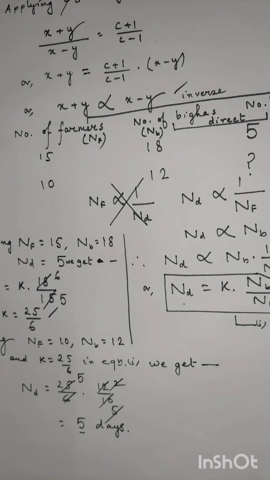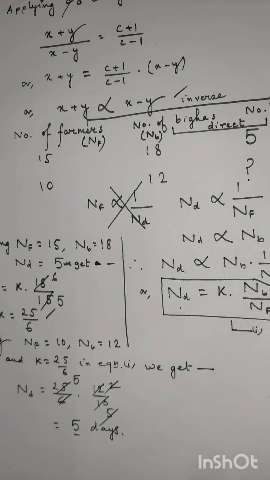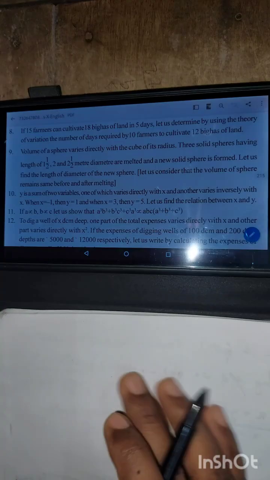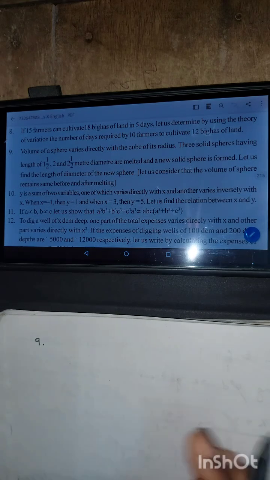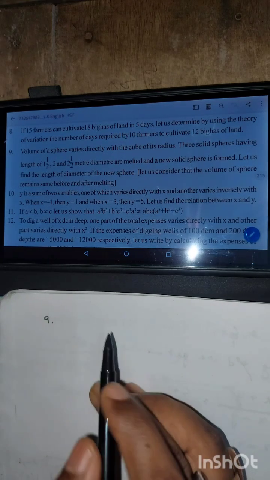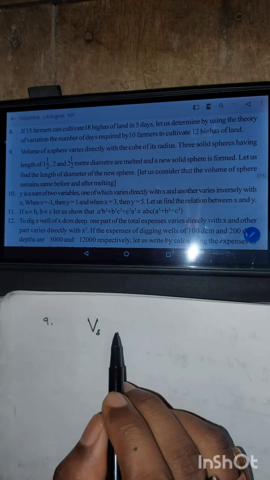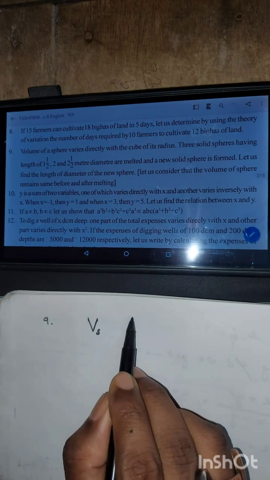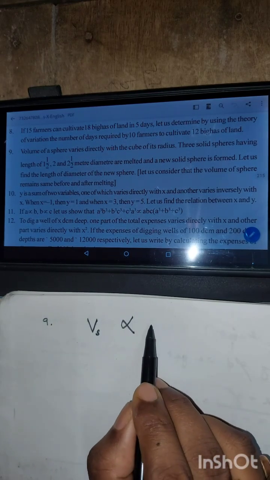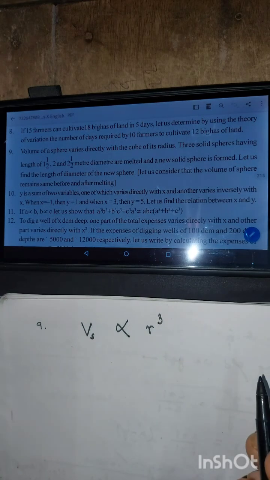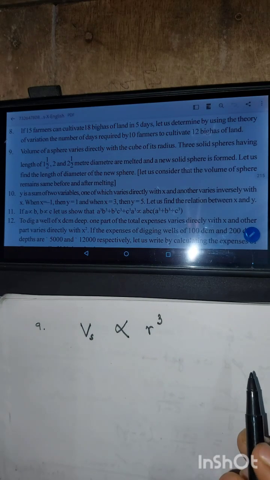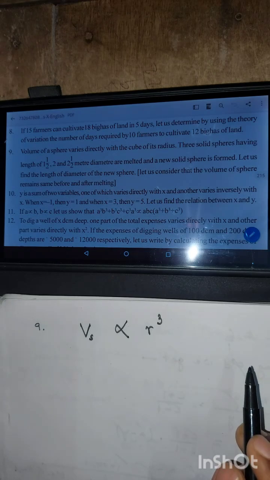Now let us proceed to our next question, that is Question number 9. It says volume of a sphere Vs, let us say volume of a sphere varies directly with the cube of its radius. The solid spheres having length dash meter diameter.